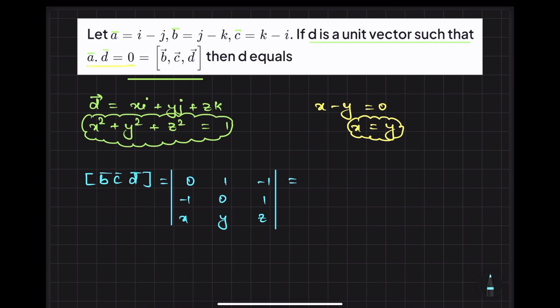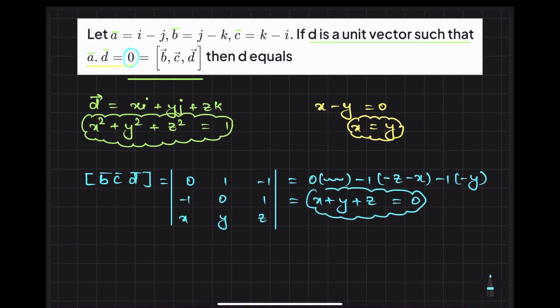Now, 0 times anything khatam, minus 1 is minus z minus x, then minus 1 is minus y, correct? So can I say that we got x plus y plus z and they are saying that it is equal to 0, so can I say it is 0? Okay, I hope till this part you guys are comfortable. Now we got three variables, three equations. Now how will we solve?